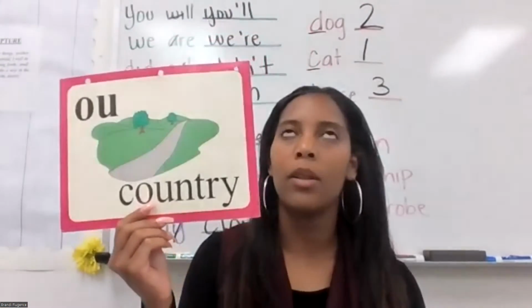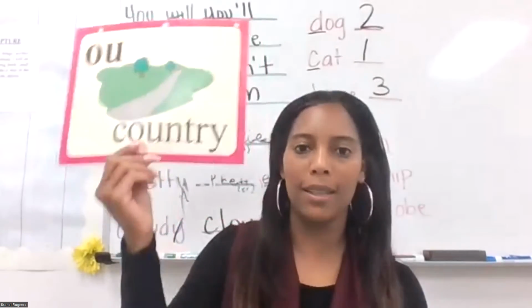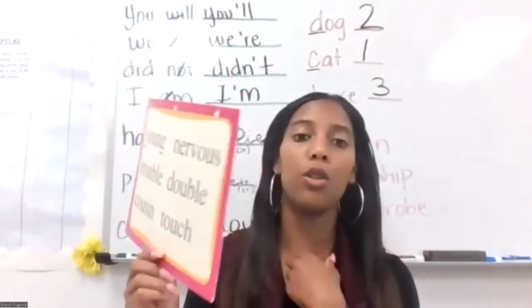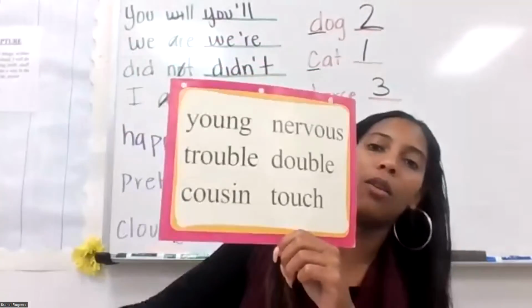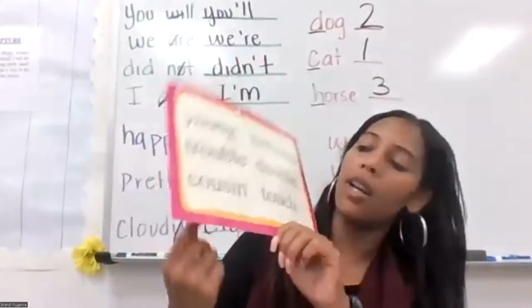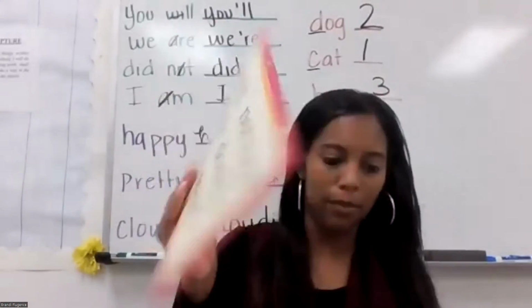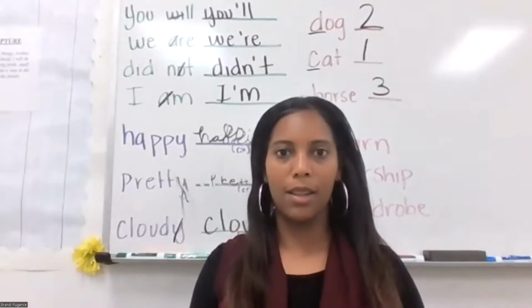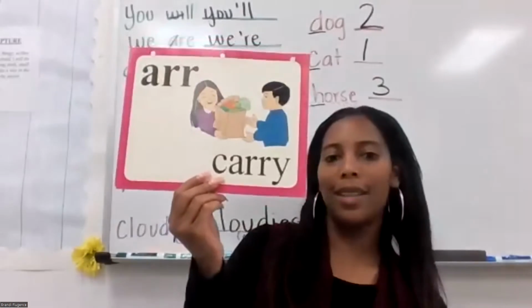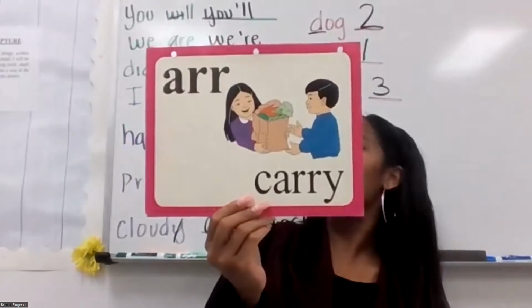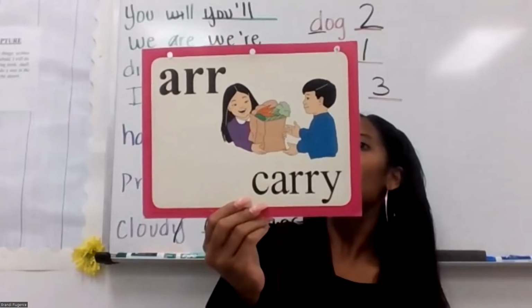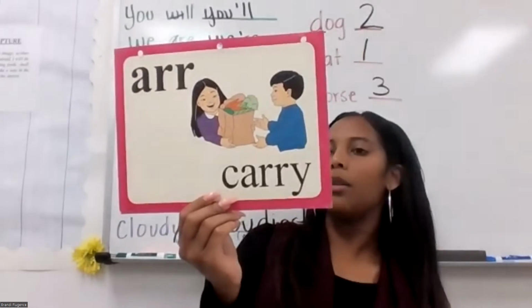If your aunt or your uncle has a child, that child to you is your what? If your aunt or uncle has a child, that child is your cousin. ARR says "air" in carry.